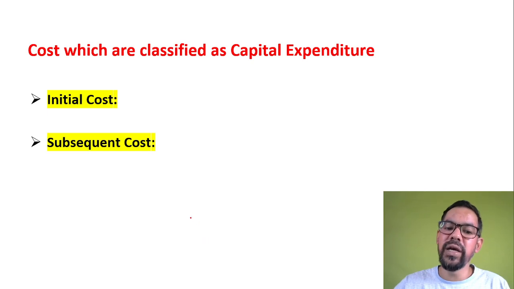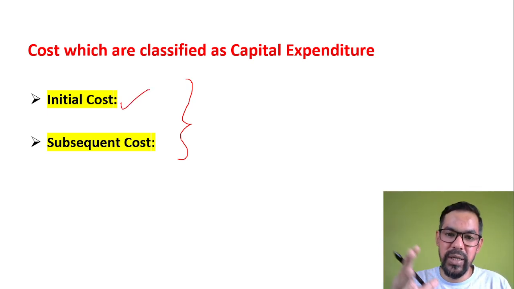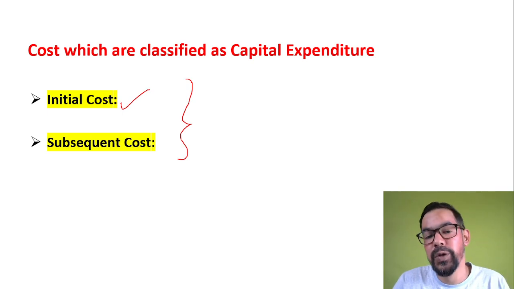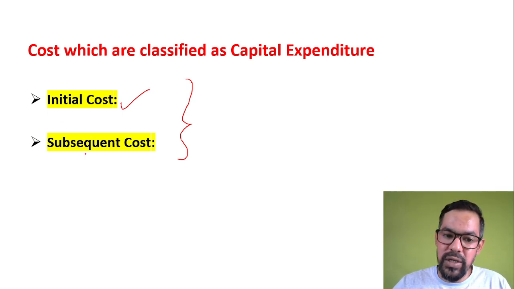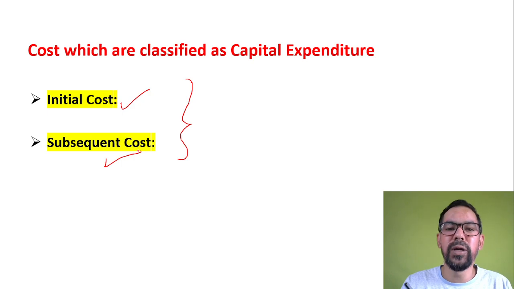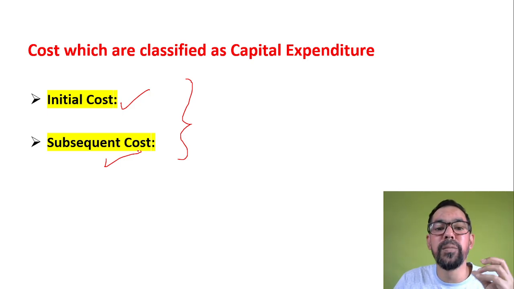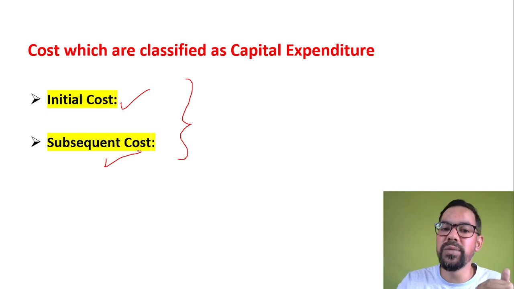Capital expenditure can be further classified into two parts. One is initial cost, which is incurred when you purchase that asset, and there are many costs involved in that. The second is subsequent cost, which comes after the purchase of the asset, for example the maintenance or other expenses involved for the maintenance of that equipment or machinery. That is part of your subsequent cost.